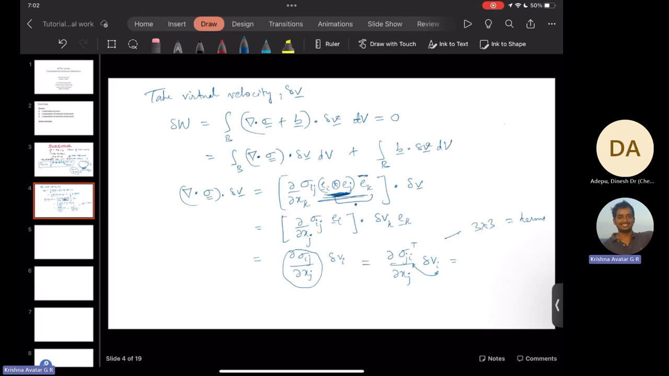Our goal is to have something that we can also write as sigma Ji transpose delta Vi minus xj sigma Ji transpose. So this will be minus sigma ji transpose, and then partial of del vi by del xj. This is just from the chain rule, right?